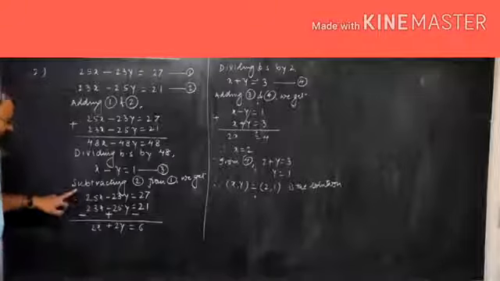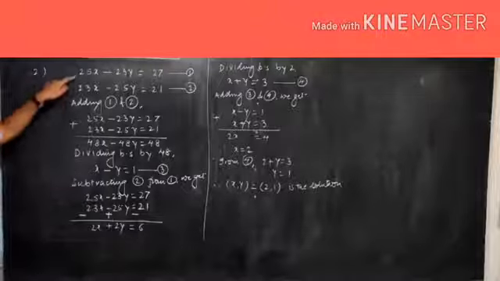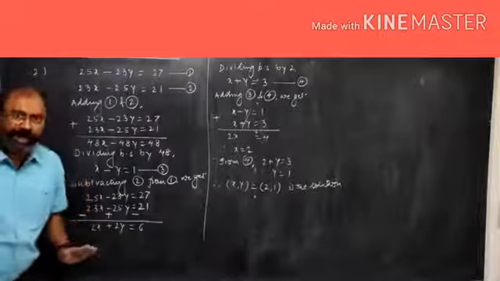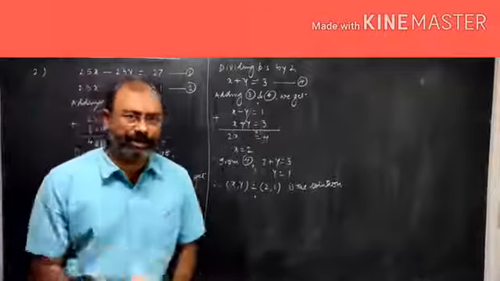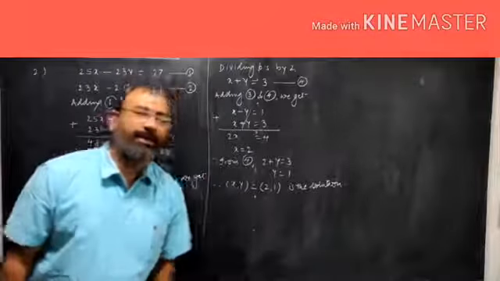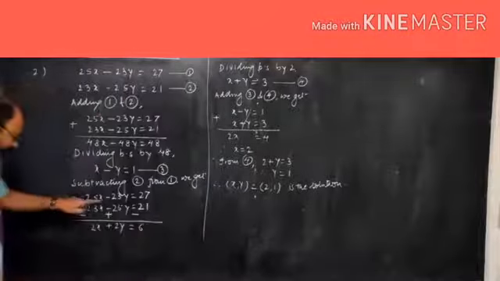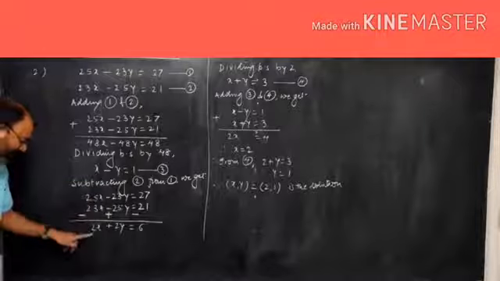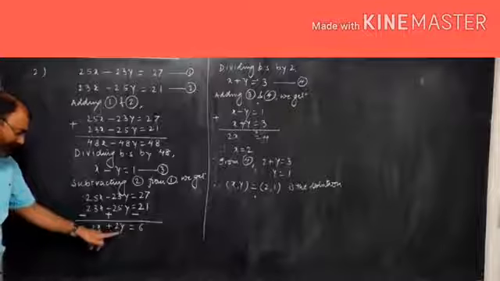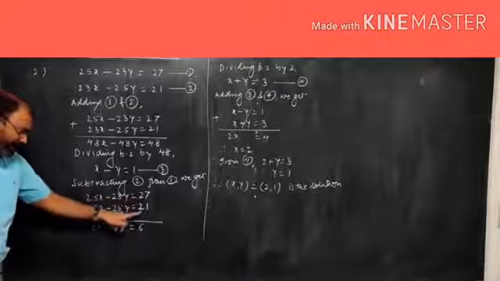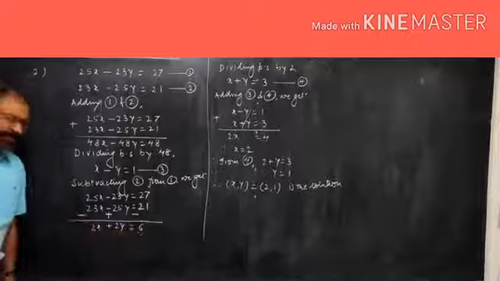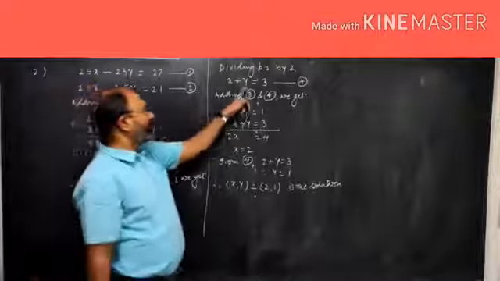Here we are subtracting the second equation from the first. So we have written subtracting equation 2 from 1. When you are subtracting, you have to be cautious. Okay, subtraction may lead to wrong calculations. So 25x minus 23x is 2x, minus 23 plus 25 will be plus 2y, 27 minus 21 will be equal to 6. So 2x plus 2y equal to 6. If I divide both sides by 2, I get x plus y equal to 3.